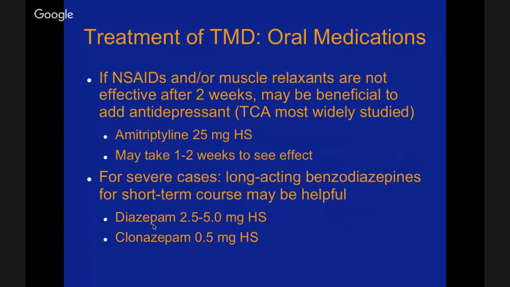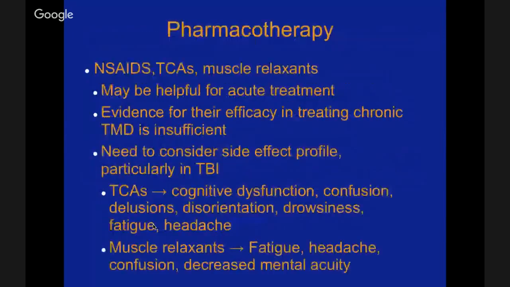And if NSAIDs or muscle relaxants aren't effective after 2 weeks, consider adding an antidepressant such as TCAs, which are the most widely studied, amitriptyline 25 milligrams at bedtime. It might take 1 to 2 weeks to see the effect, but you might consider this in a patient who has a component of depression or anxiety following an injury. And then for severe cases, long-acting benzos for short term may also be helpful, such as diazepam.